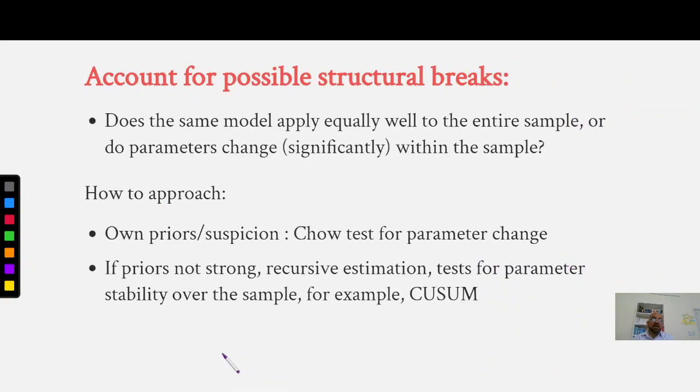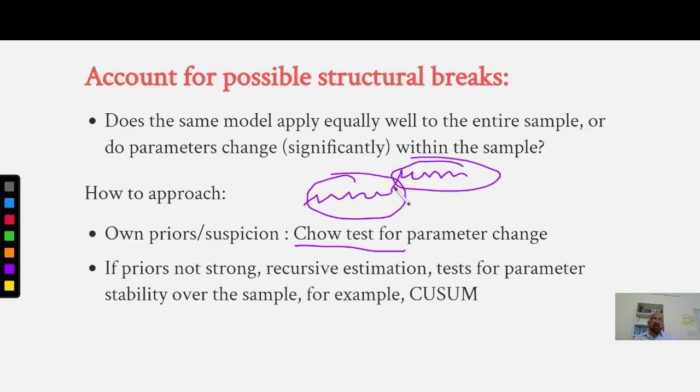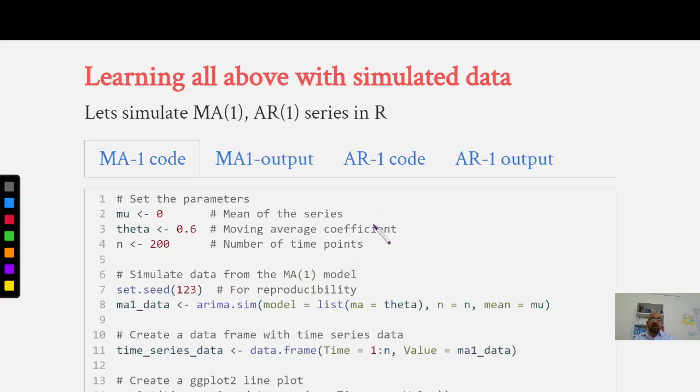For structural break, you should see the Chow breakpoint test, if it's visible. For example, if you think so from the plot, then you must have this data estimated separately, this part separately estimated, and one model jointly estimated. So try to find out about the Chow test. I'll discuss it at some other time, or you can go for the cumulative sum test.